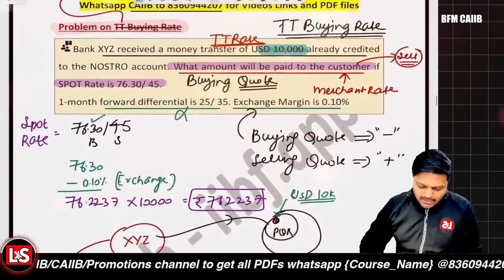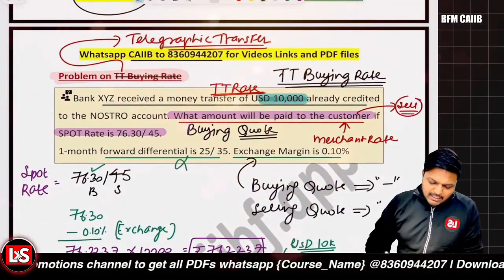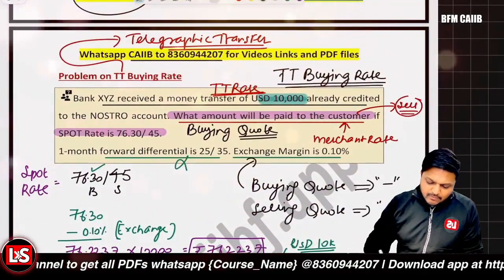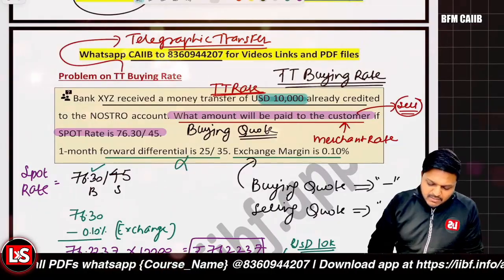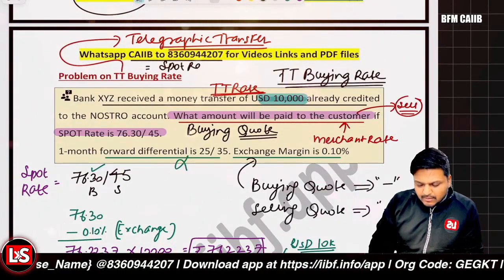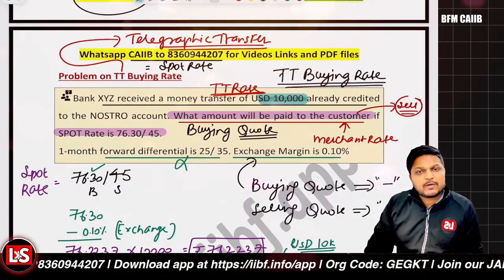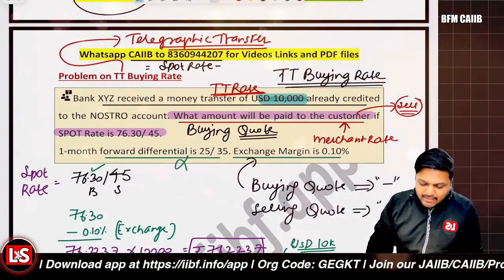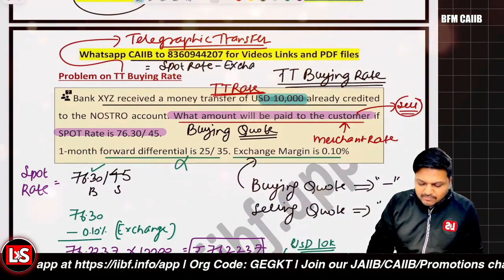And what will be the formula related to the TT buying rate? Very much easier. It is simply the spot rate, the forward rate points are not to be considered, and minus the exchange margin. That's it.